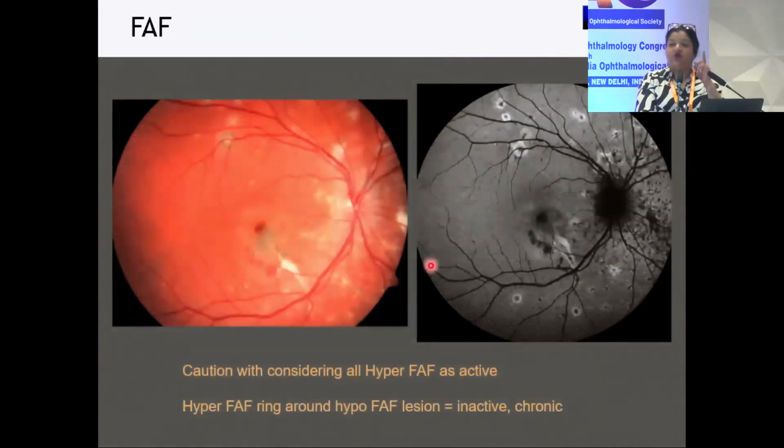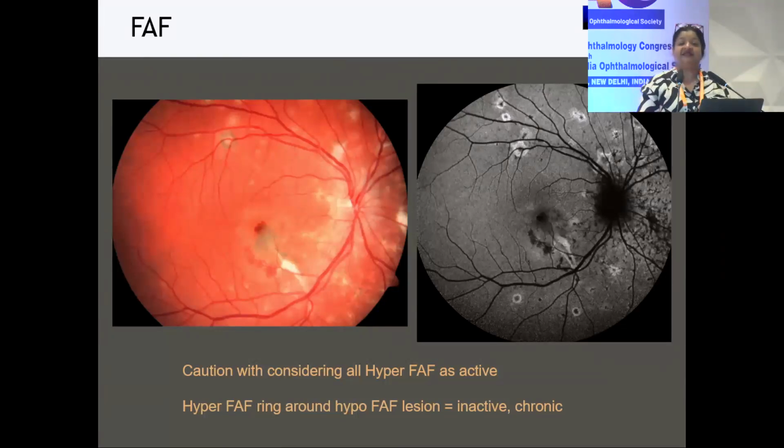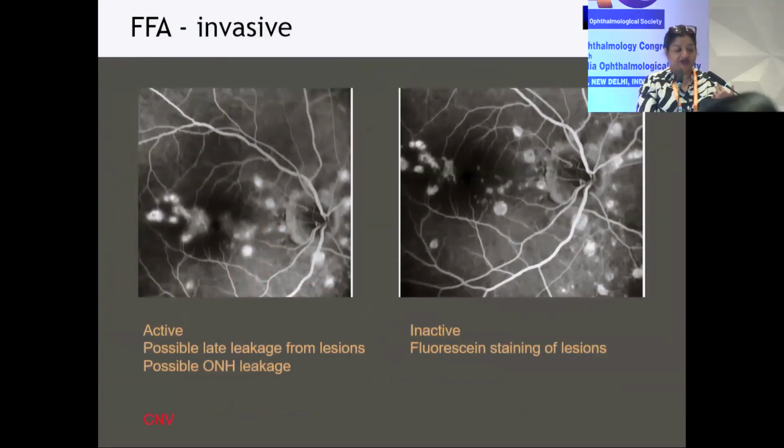And this is another point I want to make about fundus autofluorescence. Sometimes when you see the lesions, they may have a ring of hyper autofluorescence around them. This is not activity. This is just lipofuscin pushed aside, and it can remain permanently there. So activity is a diffuse lesion of hyper autofluorescence. A ring of hyper autofluorescence with hypo autofluorescence in the center is still an inactive lesion. So keep that in mind when you're monitoring the patients.